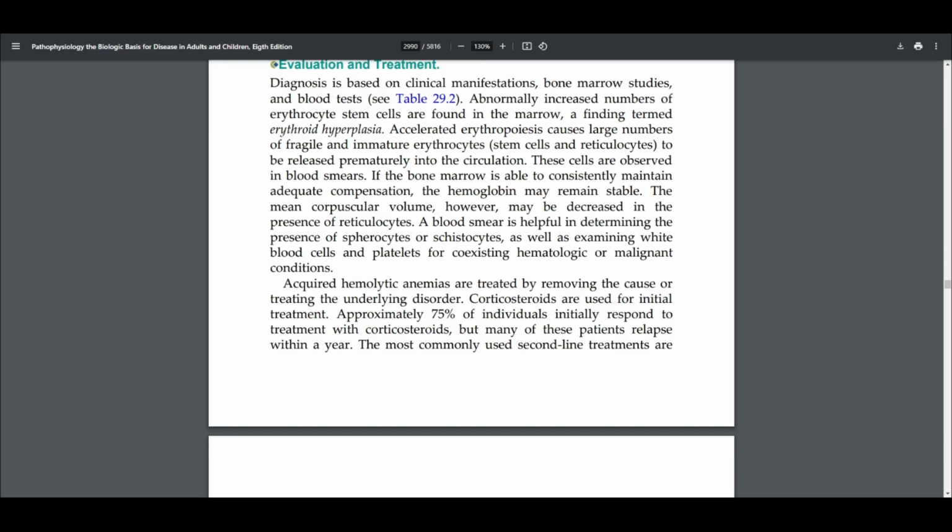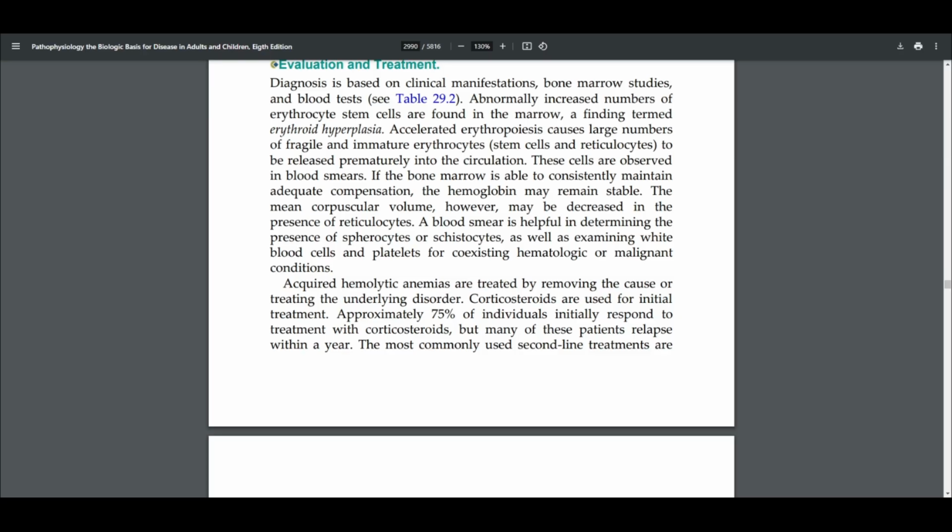So, evaluation and treatment. Diagnosis is based on clinical manifestations, bone marrow studies, and blood tests. Abnormally increased numbers of erythrocyte stem cells are found in the marrow, a finding termed erythroid hyperplasia. Accelerated erythropoiesis causes large numbers of fragile and immature erythrocytes to be released prematurely into the circulation. These cells are observed in blood smears.